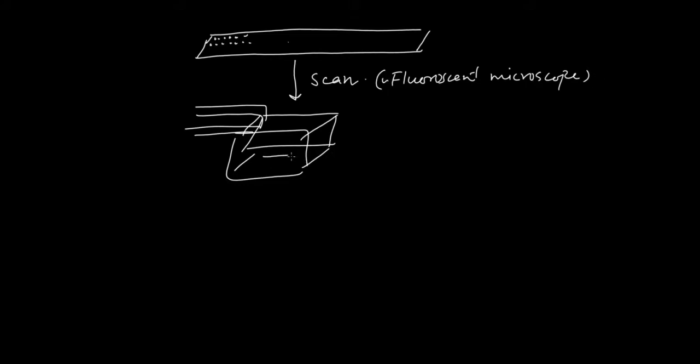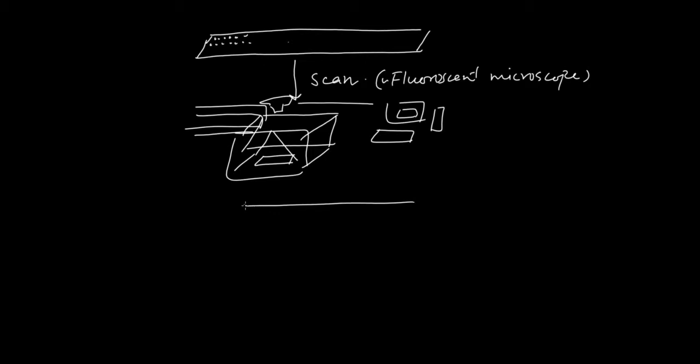You put your slide inside here and then you take an image. Of course there will be a camera over here, and you take a picture that will be connected to a computer. So you have the scanner and then you take a picture. Now the picture would look like the following. Let's say this is some part of the slide. I'll just try to draw something here.